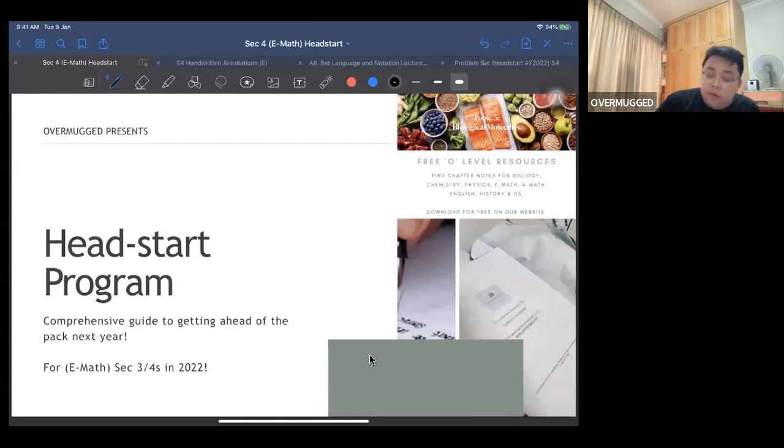Upper Sec 4 E-Math session. Today is going to focus a little bit more on the Sec 4 mathematics side. I have some slides to go through, then after that, I will touch on my problem set. Then I'll go into the lecture properly. And at the very end, there will be a Q&A session.